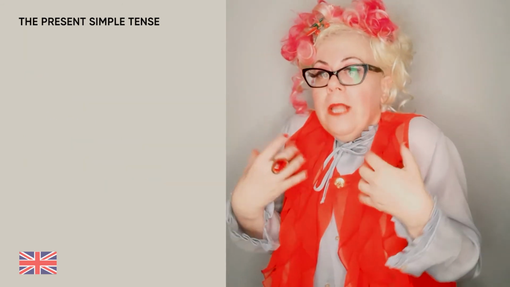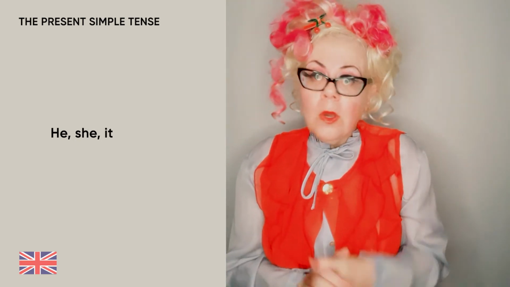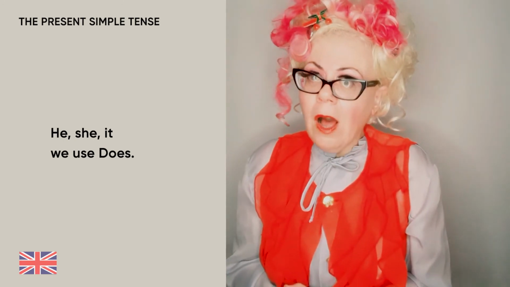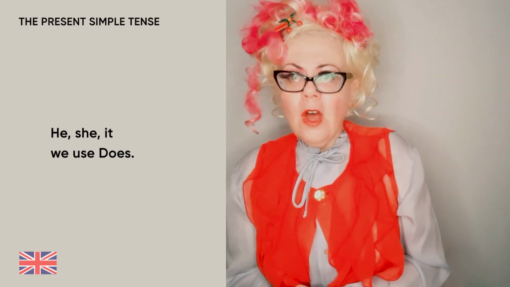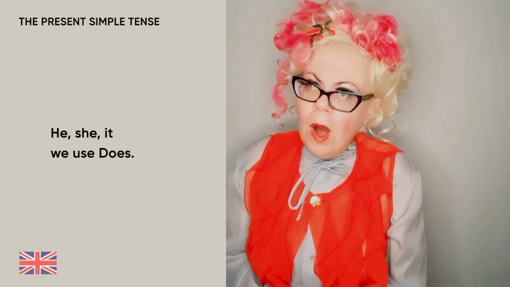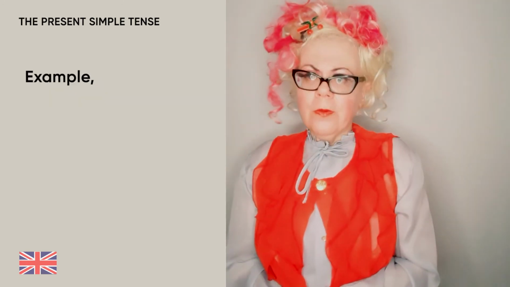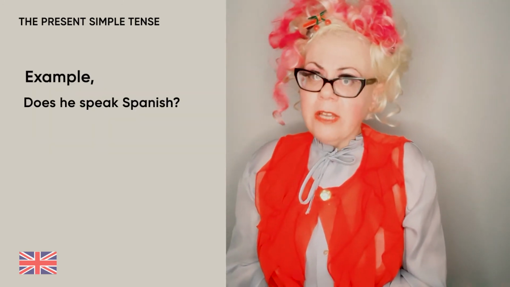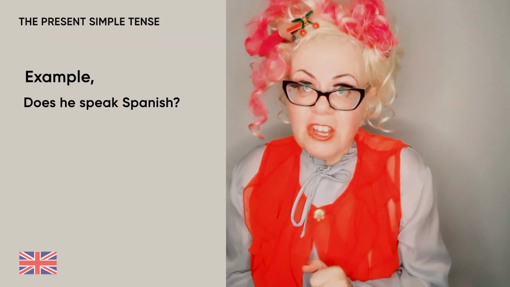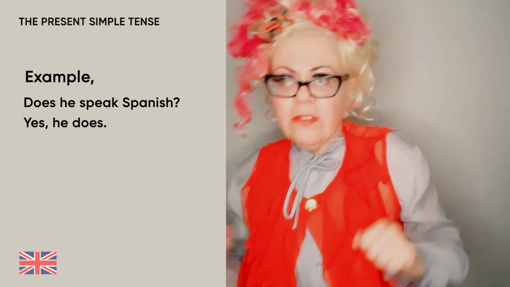Now, when asked about he, she, or it, we always use does. It is followed by the subject, followed by the main verb in the form of verb one, without the s. For example, does he speak Spanish? You don't say, does he speak Spanish? You drop the s. Yes, he does.